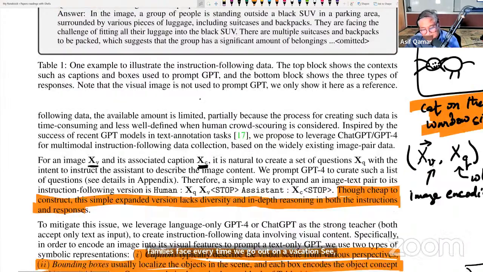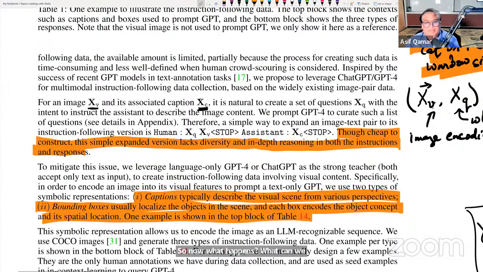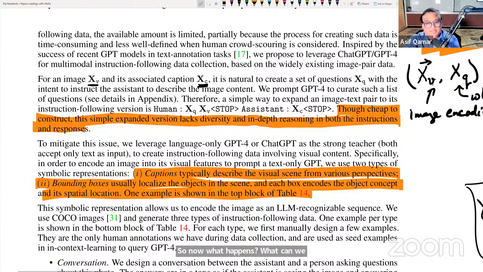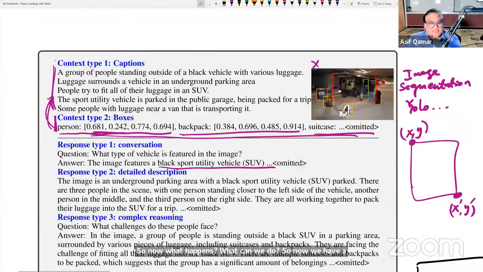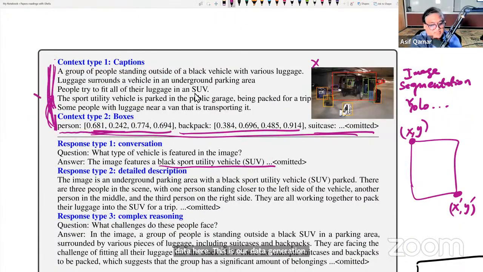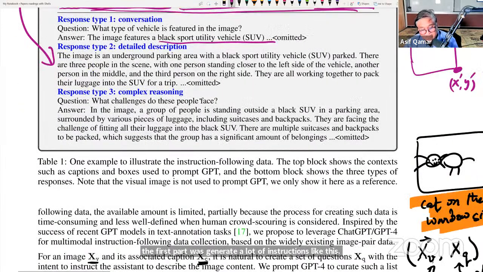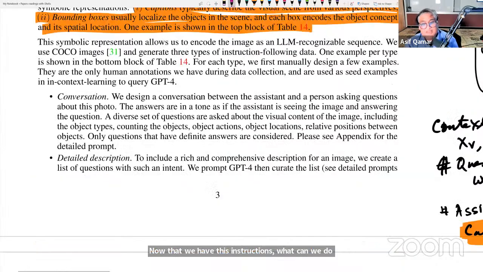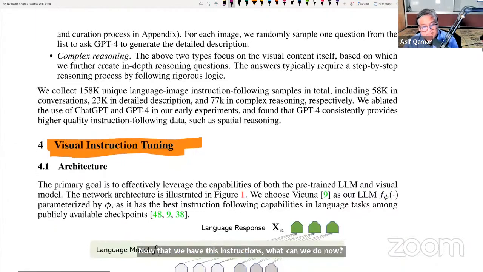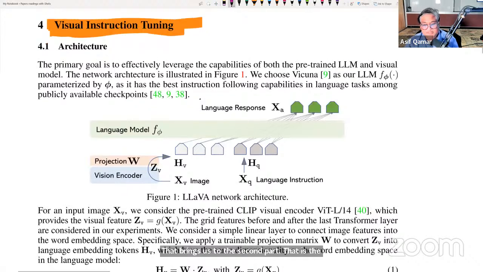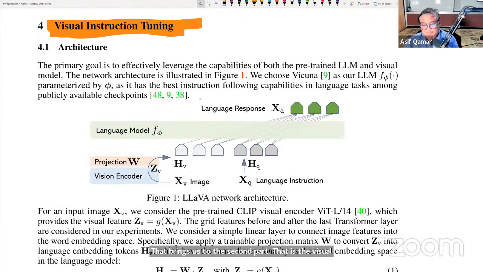So now what happens? What can we do? Now we have this, our data generation. Given just this much, the first part was to generate a lot of instructions like this. Now that we have these instructions, what can we do now? That brings us to the second part, that is the visual instruction tuning. And this is the heart of what this paper is saying.